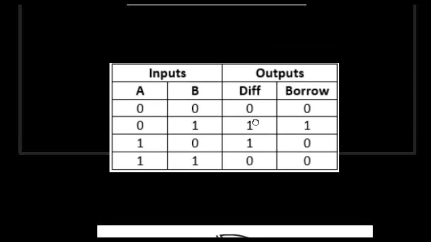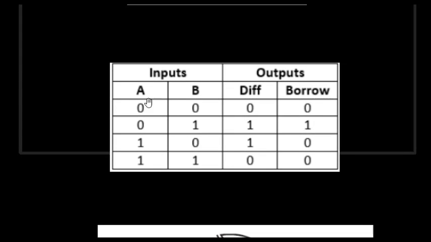This is the truth table of the half subtractor. These are the 2 inputs. So 2 inputs make 4 combinations: 0 0, 0 1, 1 0, 1 1. So first, 0 minus 0 is of course 0. Difference is 0, borrow is 0. Now what about 0 minus 1? Now see, if we do 0 minus 1, 0 cannot be subtracted, so we need to borrow 1. Because of which we put borrow 1 here.